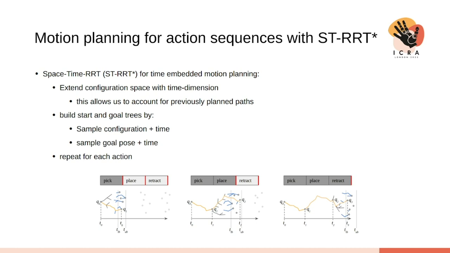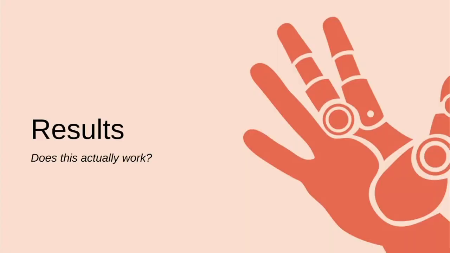Spacetime RRT enables us to take the previously planned paths into account by extending the configuration space with a time dimension. We then simply do bi-directional RRT in spacetime with some special sampling procedures to take the constraints arising from the time into account. To plan a full action sequence, we then repeat this for each action, which is illustrated at the bottom. But does all of this actually work?